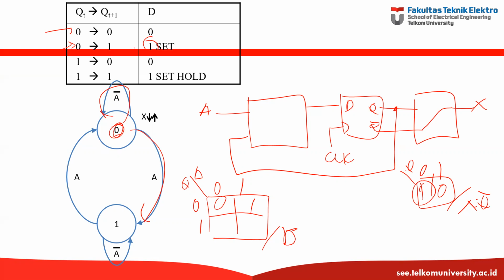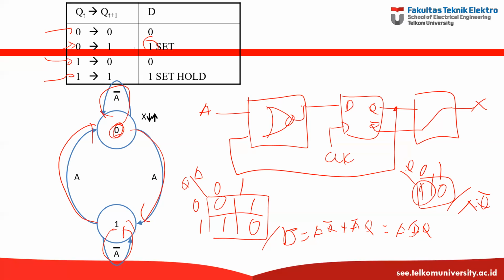Yes, this one. Now, how about Q is 1? So we are here. A is 0. When A is 0, it stays 1. 1 stays 1, which means D is 1. And then A is 1, then it will change from 1 to 0. From 1 to 0 happens when D is 0. So D is A Q naught plus A naught Q, or A XOR Q. So it's actually something like this.